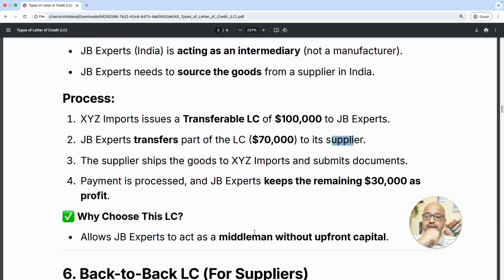In that case, you will be a middleman without putting in your upfront capital. You made money the first time, but are you going to make money every time? Not really, because they are directly connected here.